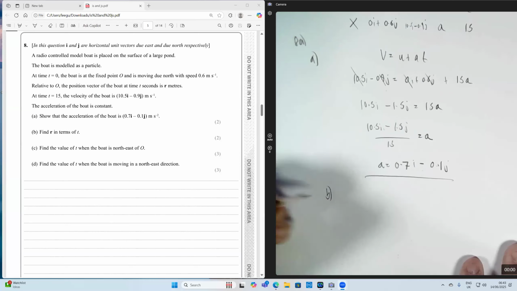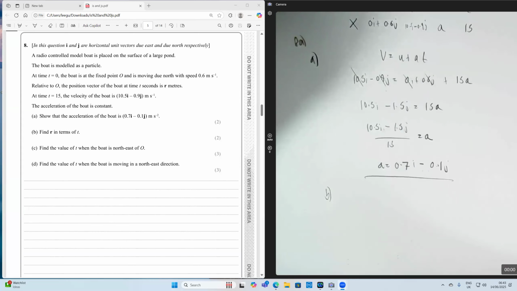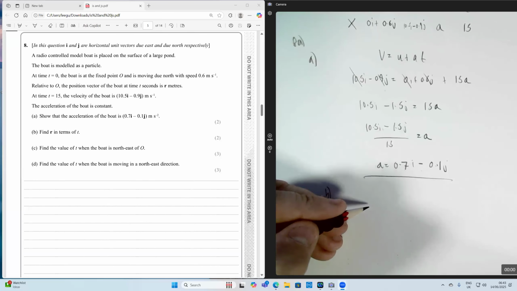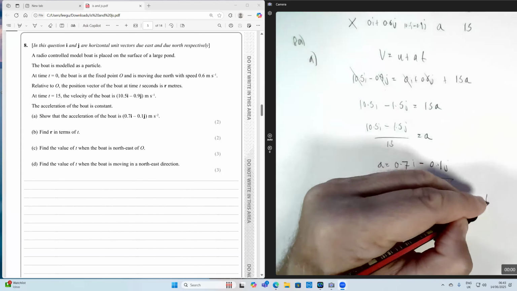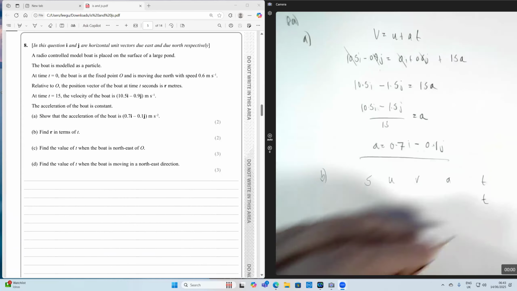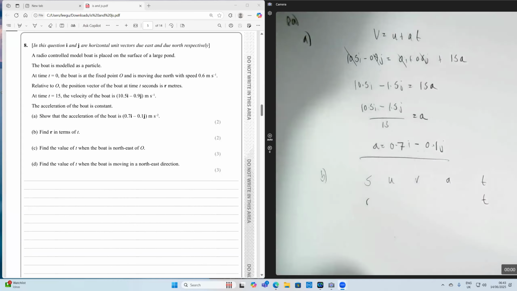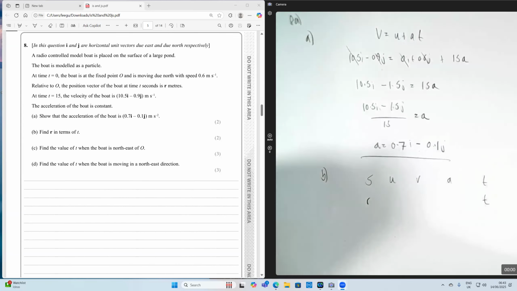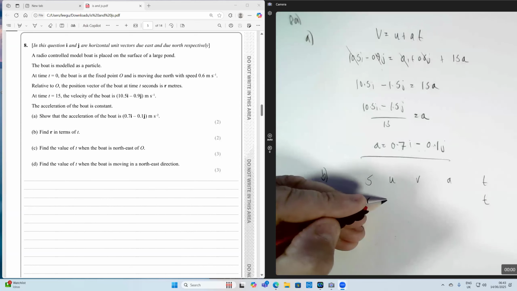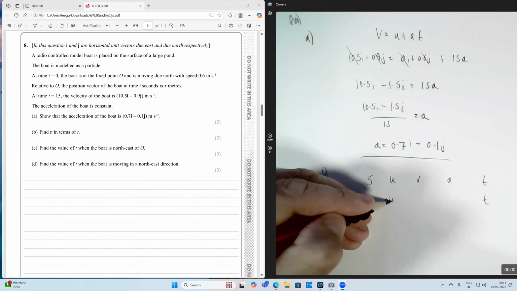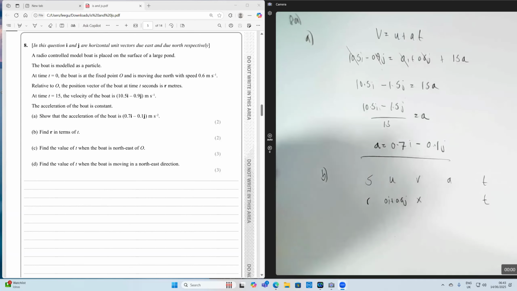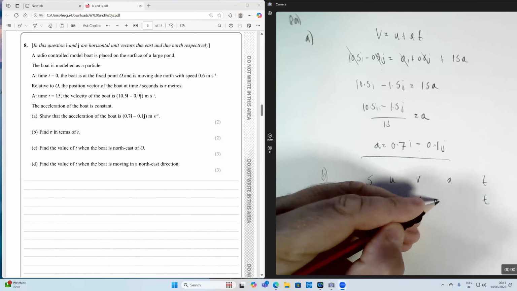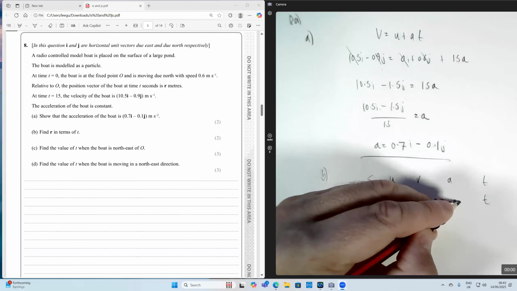Now part B. It says find r in terms of t. Okay, so we've got all of our info. Well, let's just write down SUVAT. We're finding something in terms of t. We're finding the r, which is just the vector way of writing the displacement. We have our u is again 0i plus 0.6j. We're not really worried about the v in this expression. And we know that the acceleration we've previously found is 0.7i minus 0.1j.